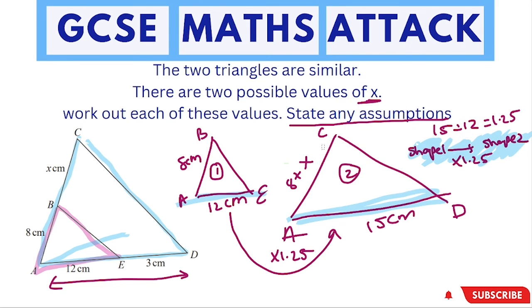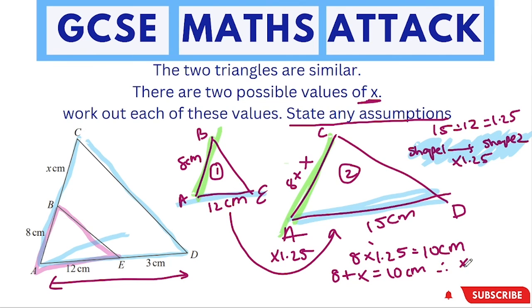So which two sides are corresponding? I know that AC is corresponding to AB. Okay, so what I'm going to do is I am going to do 8 times 1.25. And if I do that on my calculator, I would get 10 centimeters. So I know that AC will equal 10 centimeters. So 8 plus X will equal 10 centimeters. Therefore, X equals 2. So that is one assumption. We know that one assumption is X can equal to 2.